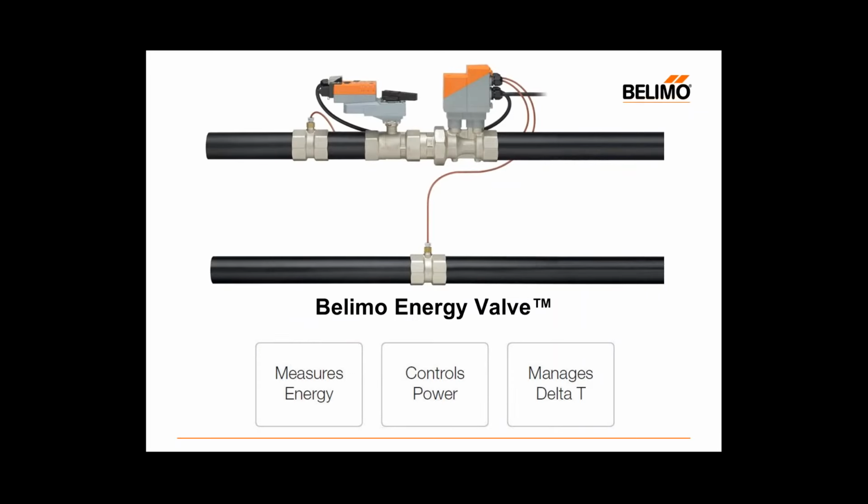Okay, so that brings us to the energy valve. What is this thing? Well, as I said at the beginning, it's an electronically pressure-independent valve with an integrated BTU meter, and it allows us to do a bunch of things. It allows us, obviously, to measure energy. We're putting a BTU meter on every coil now that has an energy valve. It also allows us to control power into our space, which I'll explain in a little bit, and we can manage delta T.